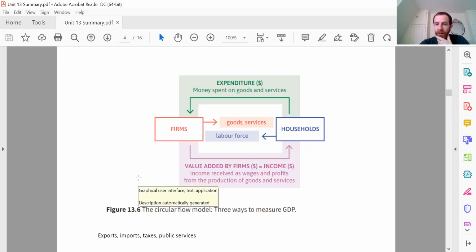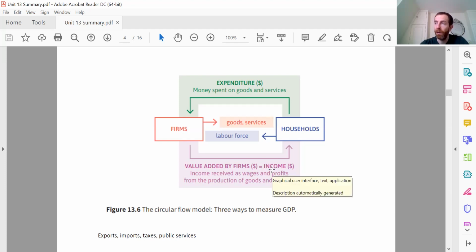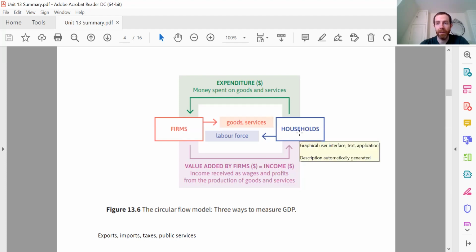Now, obviously, something that's left out here is government. That's why I've written down taxes and public services. We could incorporate into this model the idea of taxes, that some of this income is not going to go to the households. Some of it will go in terms of direct taxes, like income tax, to the government. And obviously some will go as indirect taxes like VAT once the household is actually spending. But then also the government provides public services like public schools and hospitals, and the value of that could be incorporated into this model as well.